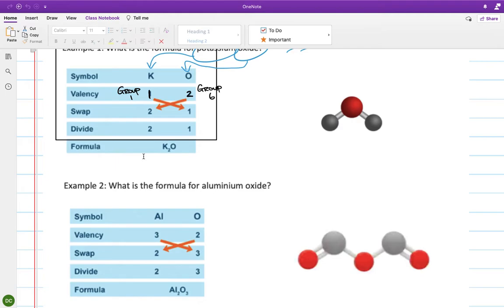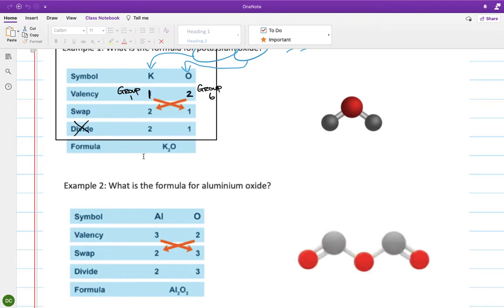Swap the numbers over, so literally the 2 comes over here, so this is a 2, and the 1 goes over there, so you just swap them. Now, if they can be simplified, simplify them. So for example, if this was an 8 and this was a 4, I would divide them both by 4. If this was a 10 and this was a 2, I would divide them both by 2. Just like fractions, if they're simplifiable, then simplify them. These aren't, so we didn't actually have to do this step. And then you have it.